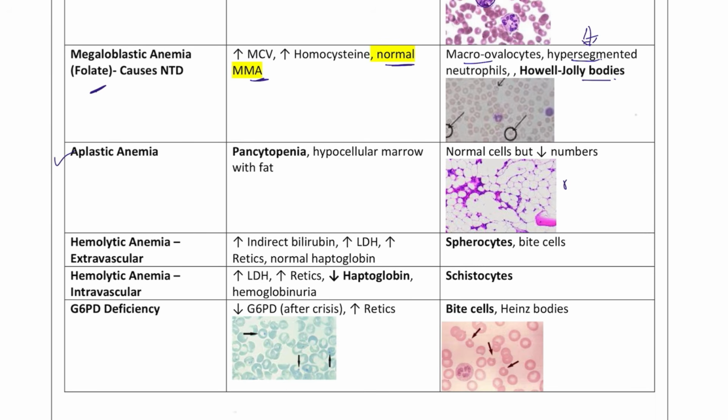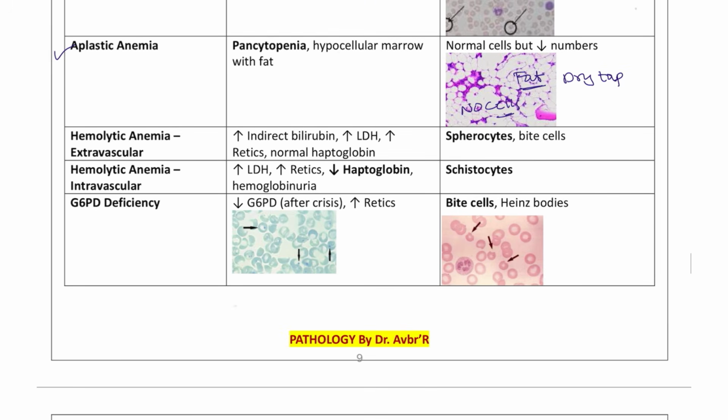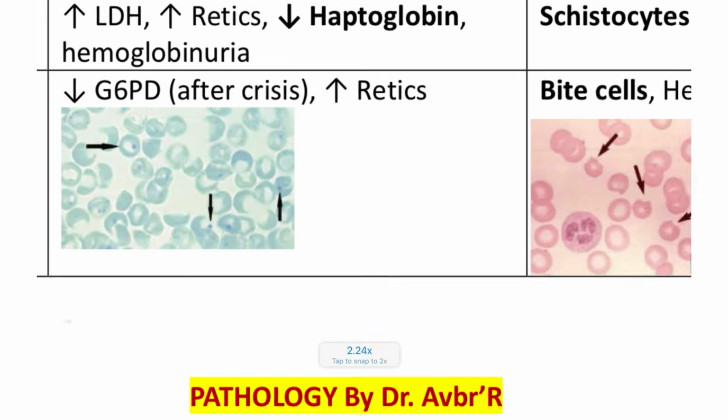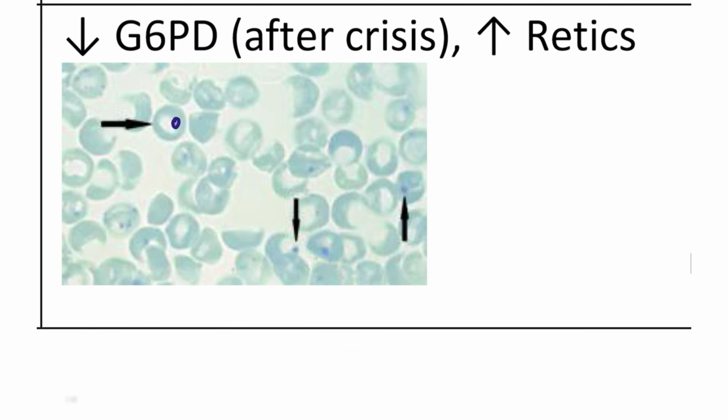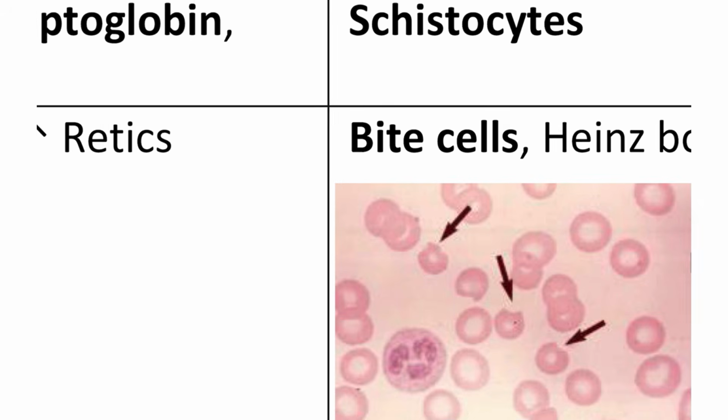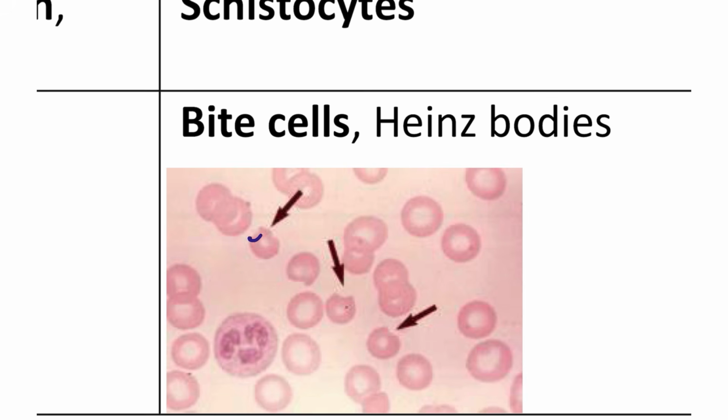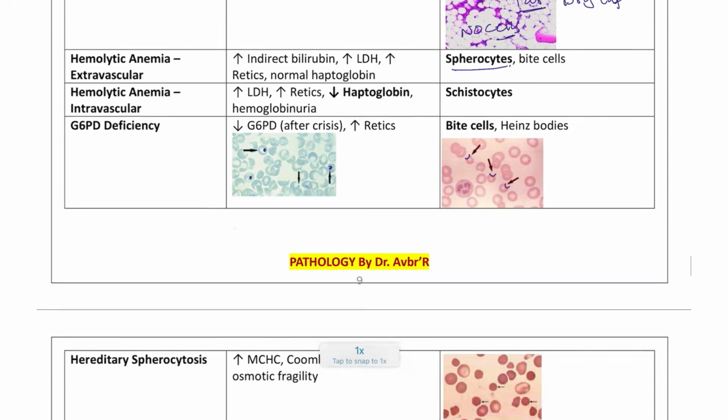Aplastic anemia. So there will be a dry tap. Here you are going to see fats but no cells. So that is known as a dry tap. Next, hemolytic anemia. Spherocytes will be seen. Next, G6PD. In G6PD, you are going to see this kind of Heinz bodies. Bite cells. The cell has got a bite. These are the bite cells.